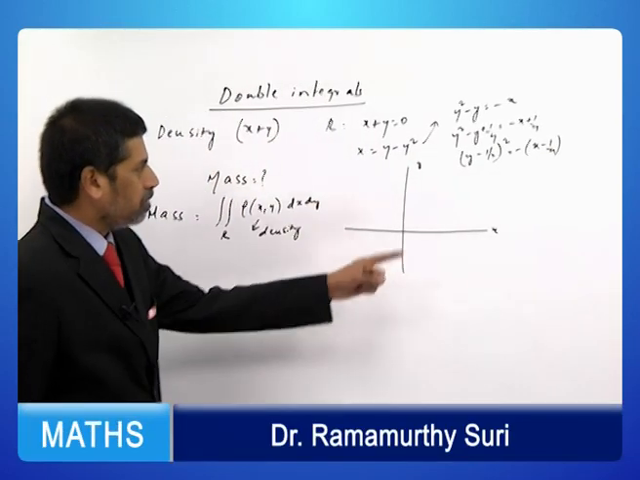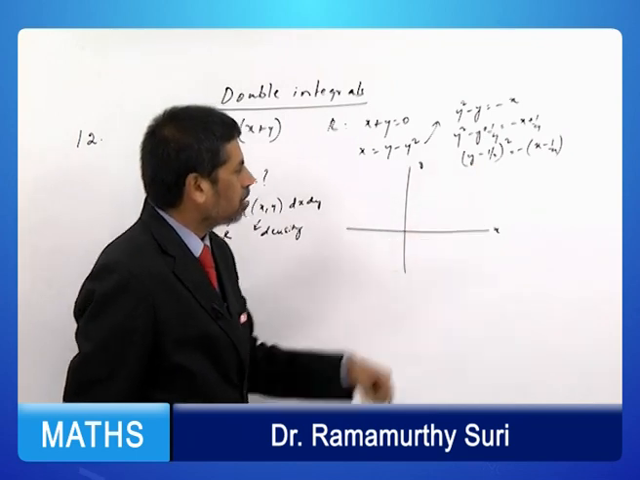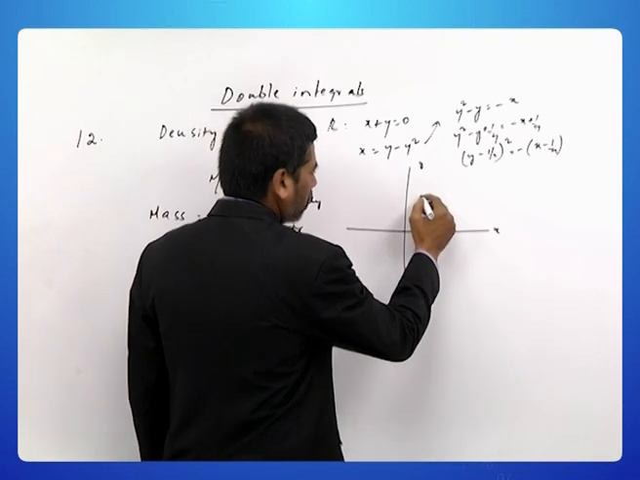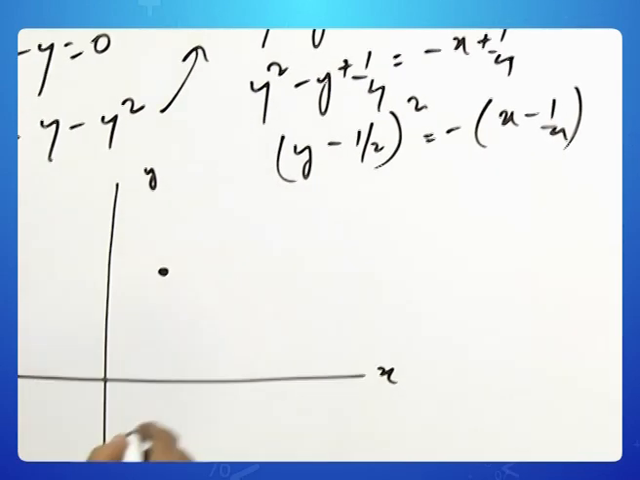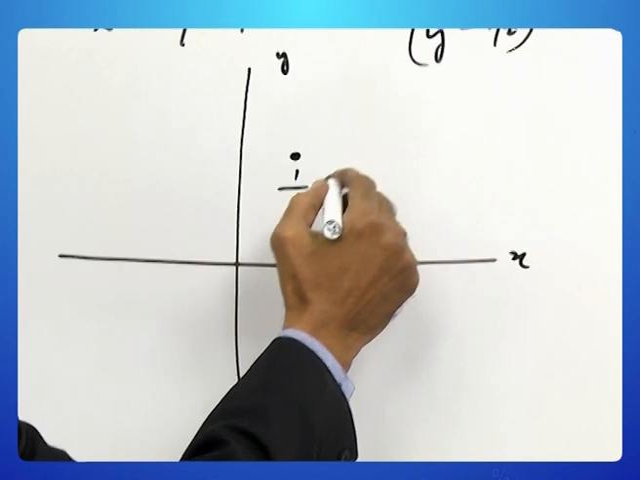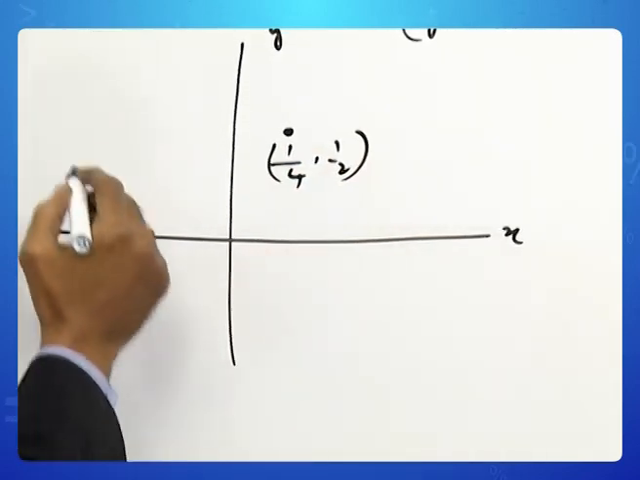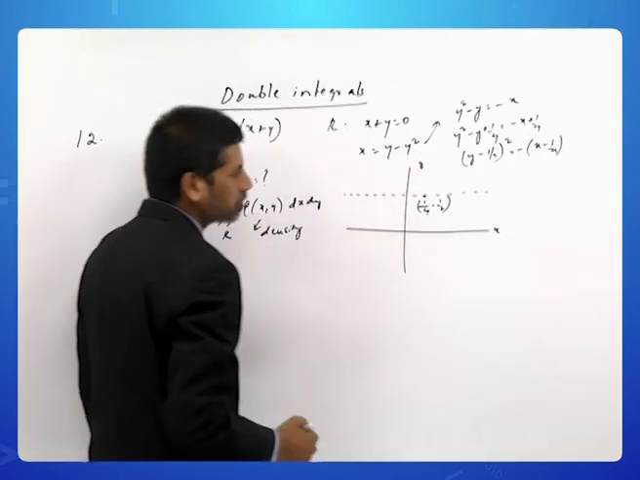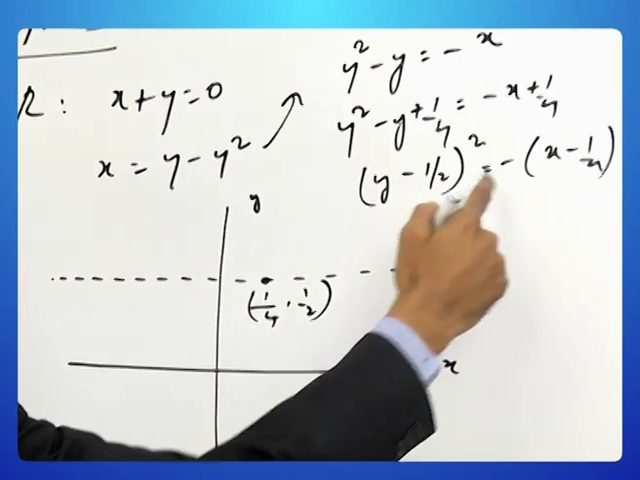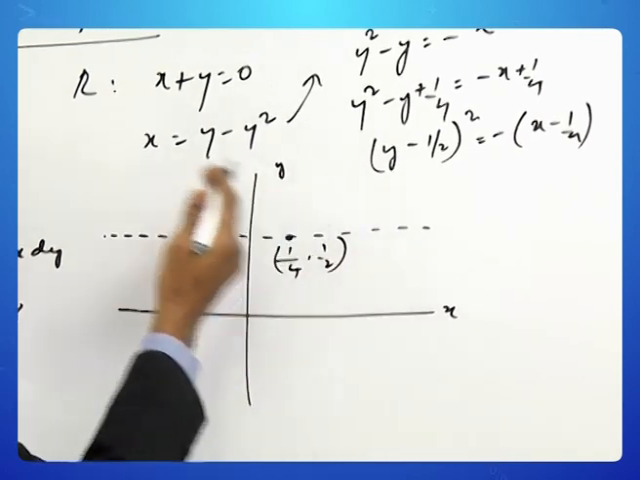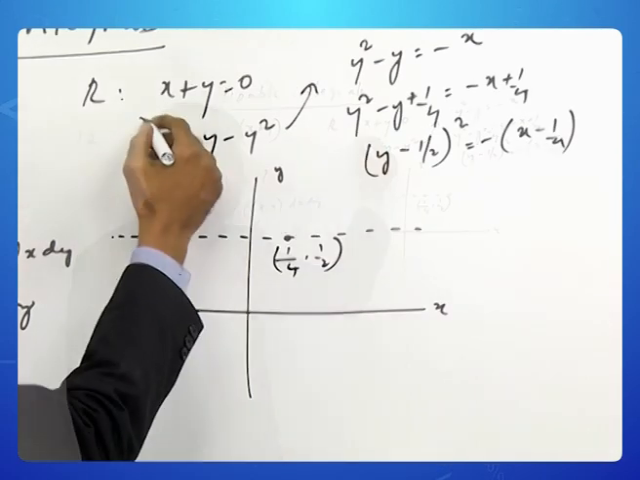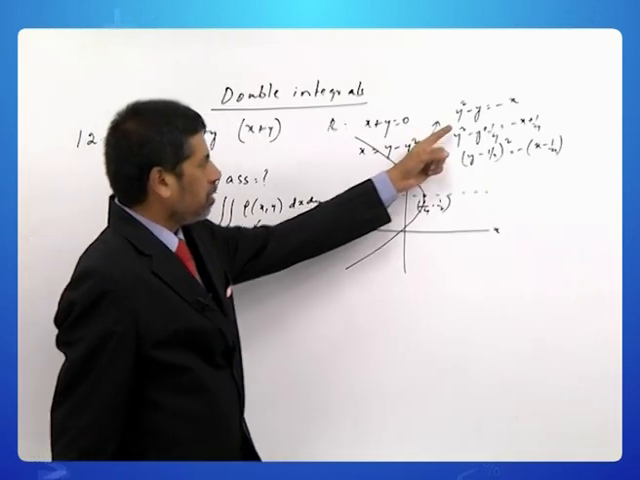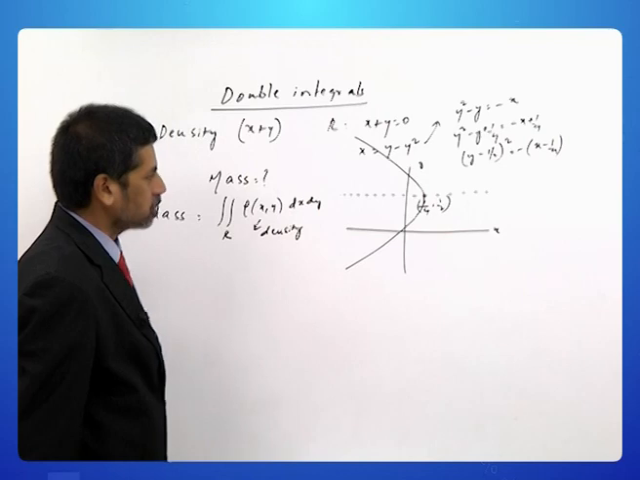So it's a parabola with a horizontal axis, vertex at (1/4, 1/2). So it will be somewhere here. This is the vertex (1/4, 1/2) in the first quadrant. The parabola will have a horizontal axis because of the y squared term, and this minus sign indicates that from the vertex you must go backwards. So this is the parabola represented by x is equal to y minus y squared.